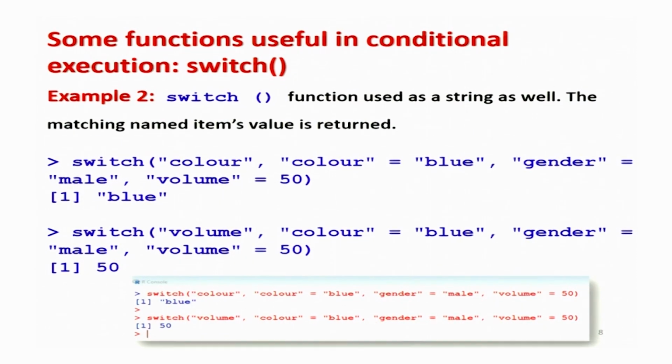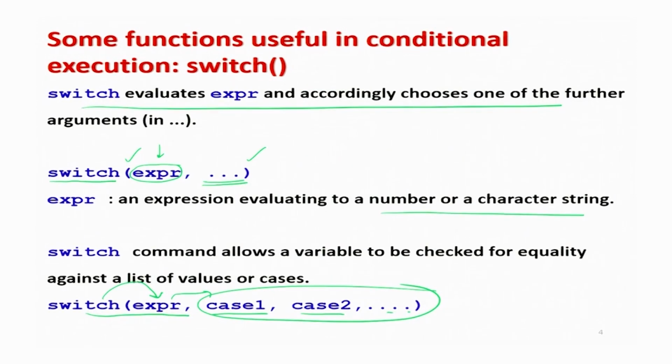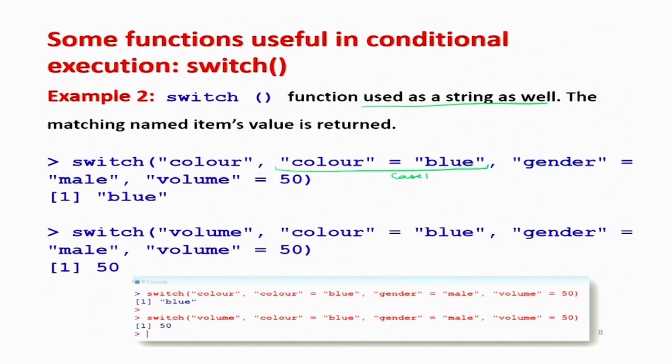So, this switch function can also be used with a string, and the matching name will be returned in this case. For example, I try to create a list like this. This is the first element in my list, what we had written as case 1. If you remember, I had given you this idea: these are your case 1, case 2 and so on. So, this is case number 1 where you write color and blue, color is equal to blue, and both are taken as characters, so they are written inside the double quotes.